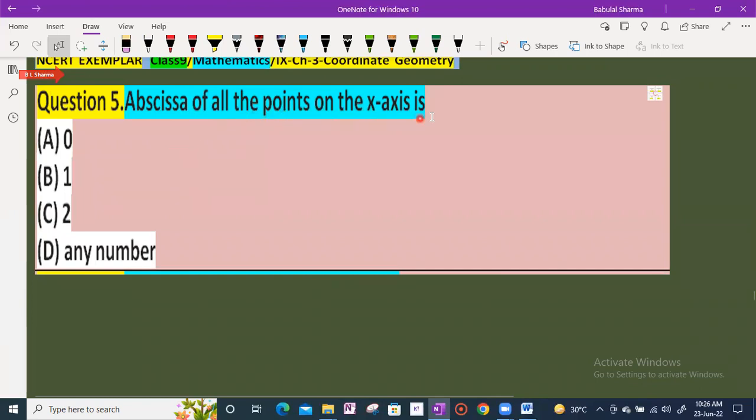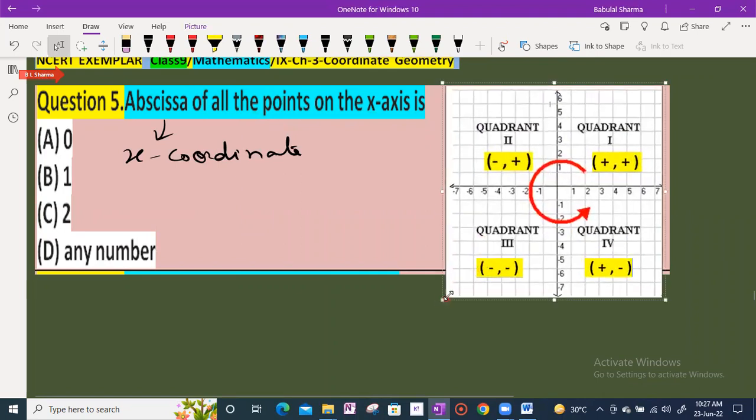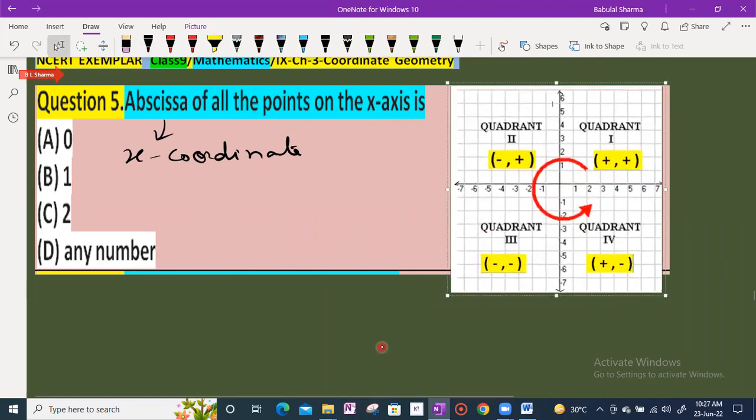Abscissa of all the points on the x-axis is. Abscissa means x coordinate. What do you mean by abscissa? Abscissa का मीनिंग ये हुआ x coordinate. What will be x coordinate on x axis? Yes, here this is x axis. इसका x coordinate, y coordinate नहीं पूछा है, abscissa पूछा. देखिए, you can mark here the coordinate of 1, 0. This point you can take 4, 0. Here you can take -4, 0.